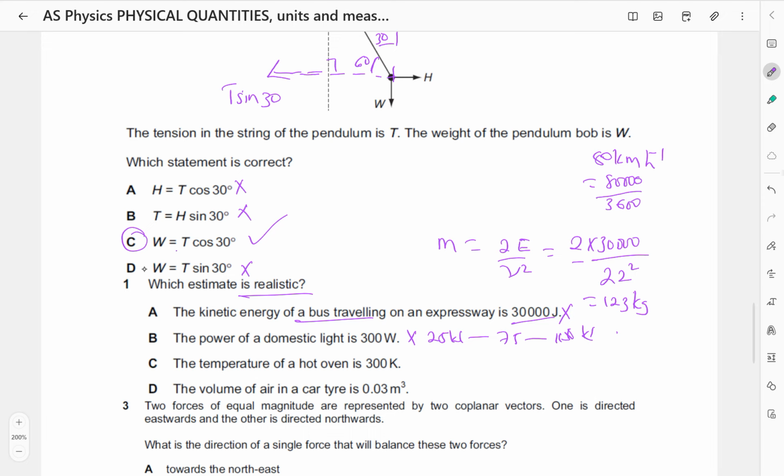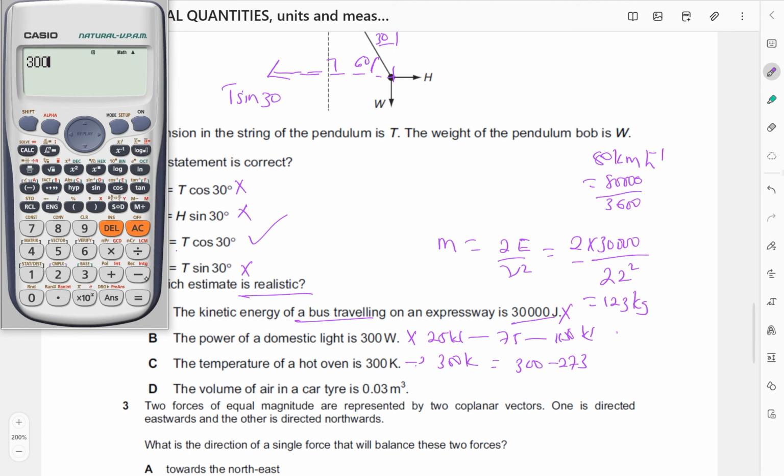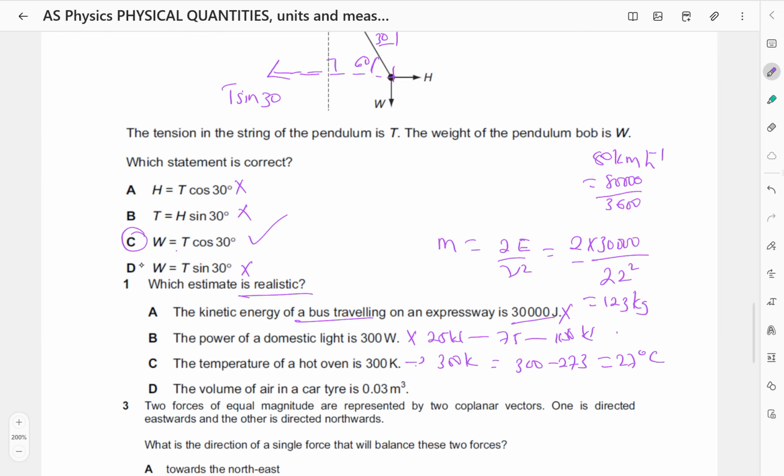The temperature of a hot oven is 300 Kelvin. This is also not realistic because 300 Kelvin is the same as 300 minus 273. This is even lower than the body temperature. So this is 27 degrees Celsius. So this one is also out. Then it means our answer is going to be D.